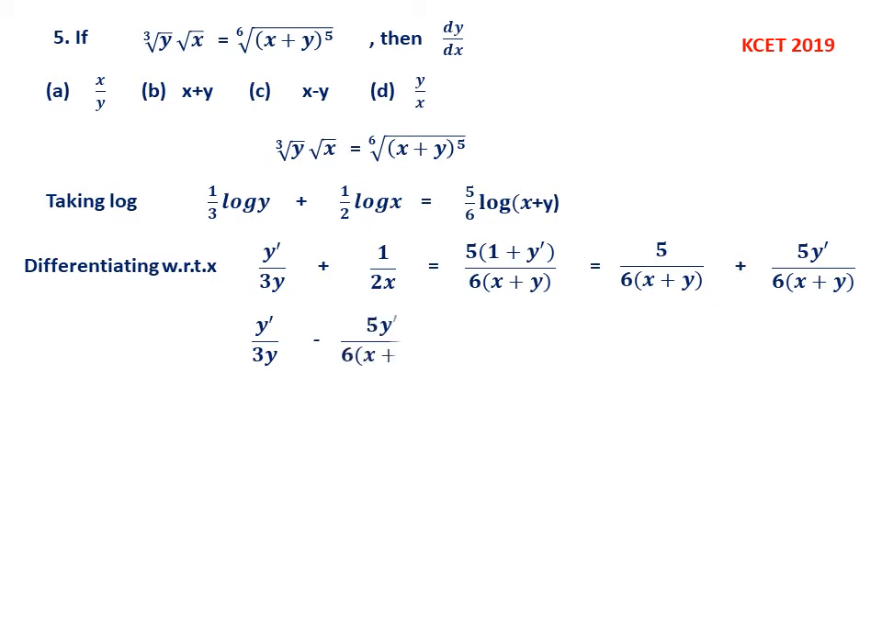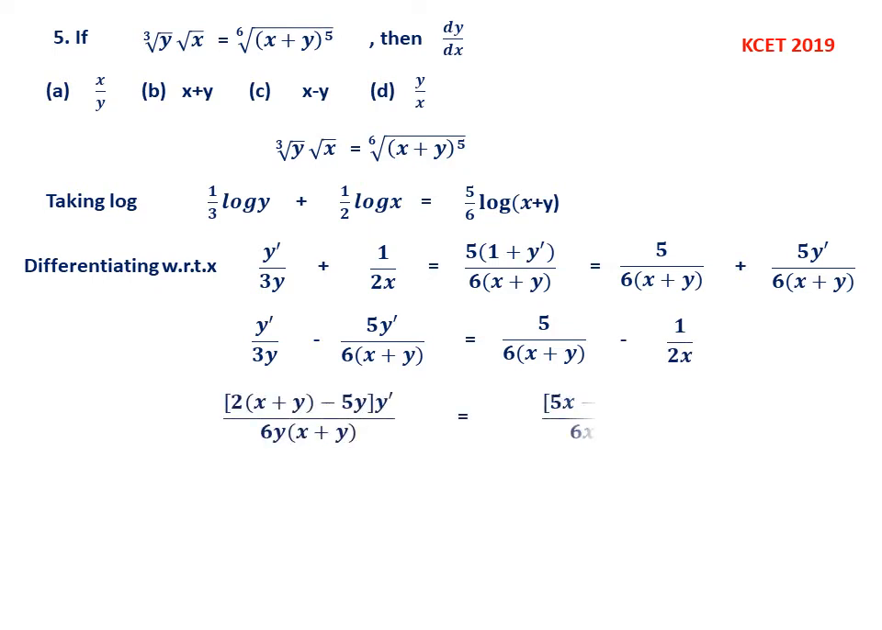So y dash by 3y minus 5y dash by 6 into (x + y) will be equal to 5 into 6x plus y minus 1 by 2x. So simplify by taking LCM on both the left hand side and the right hand side.